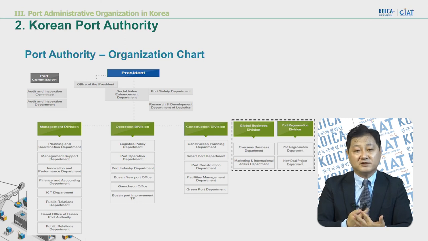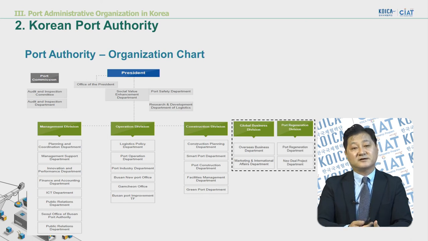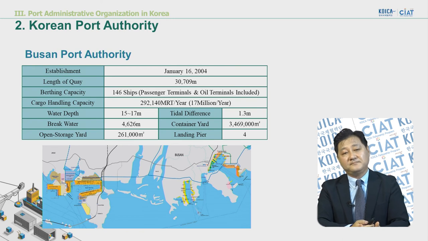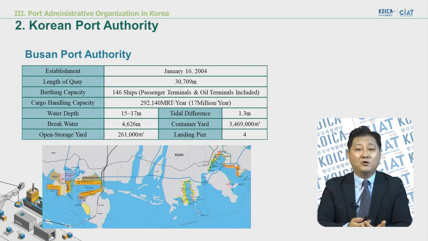There is also the Port Commission, which is an external auditor to all port authorities and carries out audits and inspections. Established in 2004, the Busan Port Authority manages over 30,000 meters of quay length with a berthing capacity of 146 ships. The cargo handling capacity is about 3 trillion revenue tons per year and about 22 million TEUs per year. Let's have a look at a short promotional video for the Busan Port Authority.